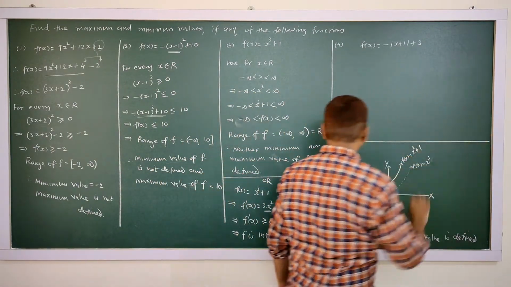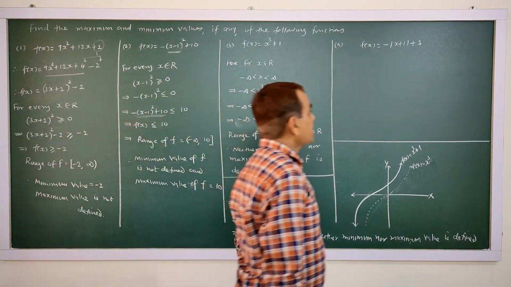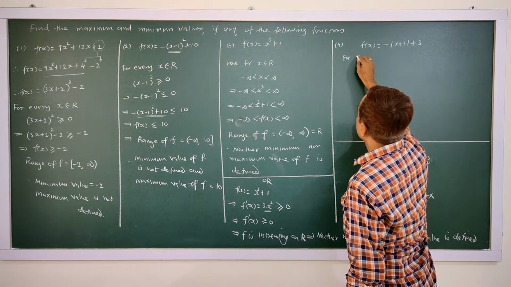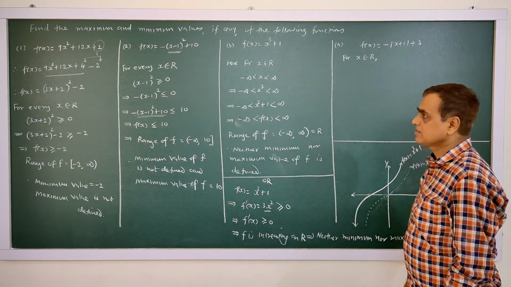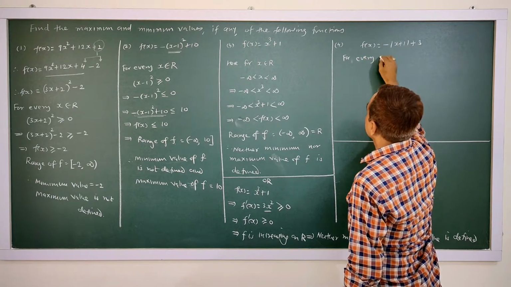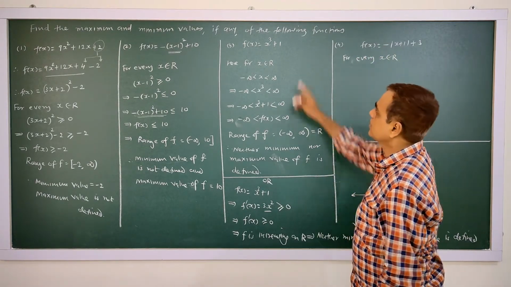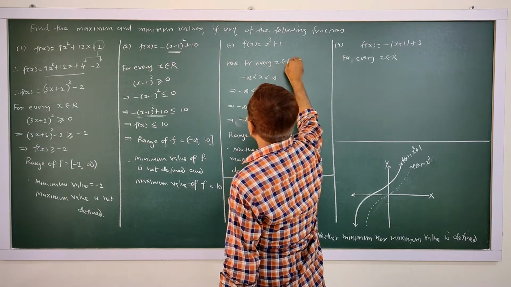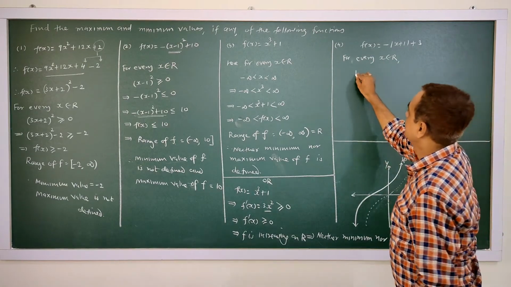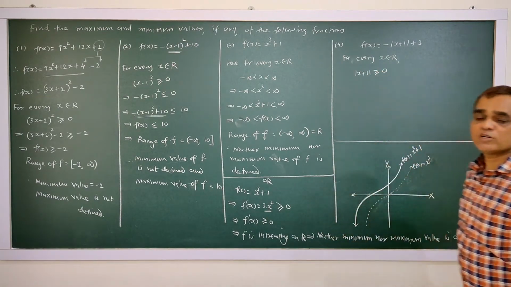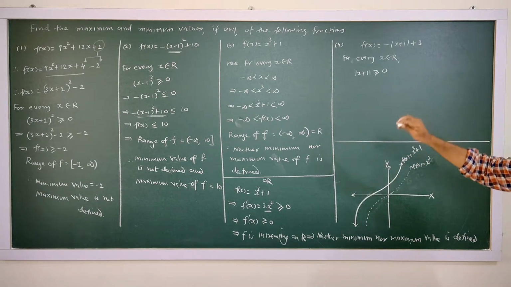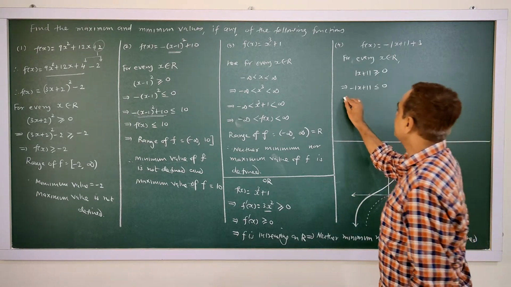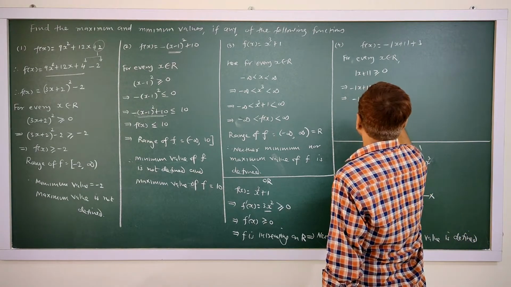Then see, f(x) is minus |x + 1| + 3. Again, for every x belonging to R, here also the domain was R. For every x belonging to R, |x + 1| is always greater than or equal to 0. Modulus is always greater than or equal to 0, which implies minus |x + 1| is less than or equal to 0. Now adding 3, so minus |x + 1| + 3 is less than or equal to 3.